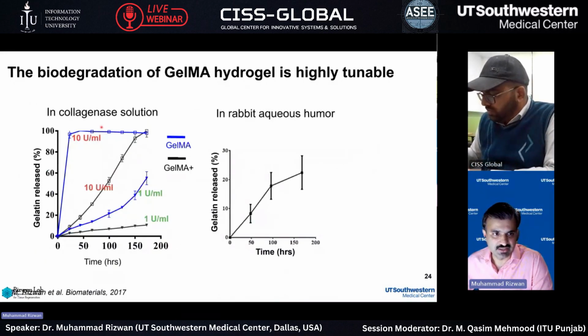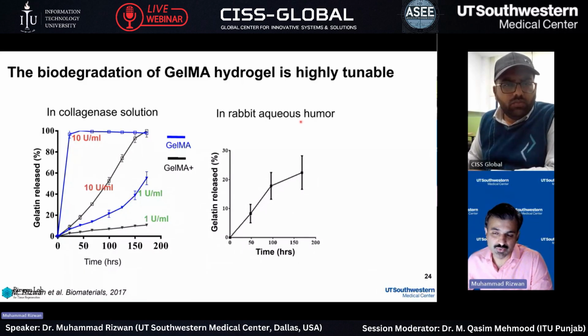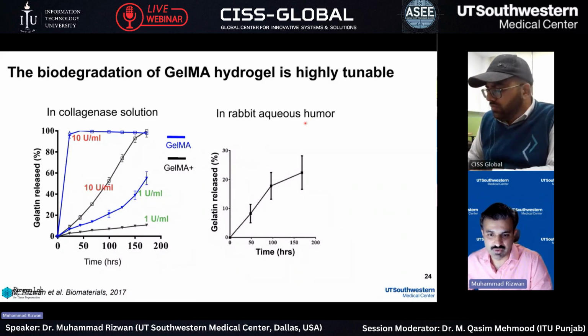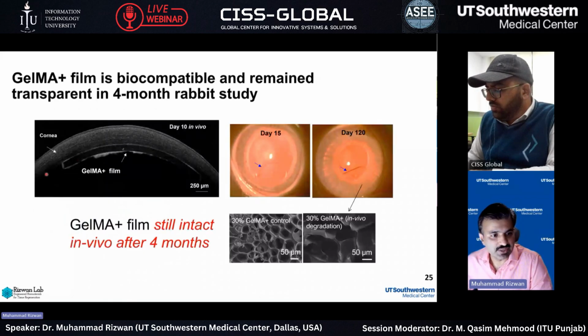We verified that the hydrogel was able to degrade in collagenase solution, so it was biodegradable. It could also degrade in rabbit aqueous humor. Aqueous humor is basically the liquid found in the interior chamber. We collected aqueous humor with the help of collaborators and evaluated the hydrogel properties in that. And then we put that hydrogel in rabbit animal models.